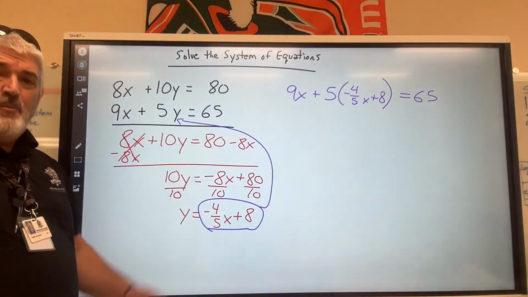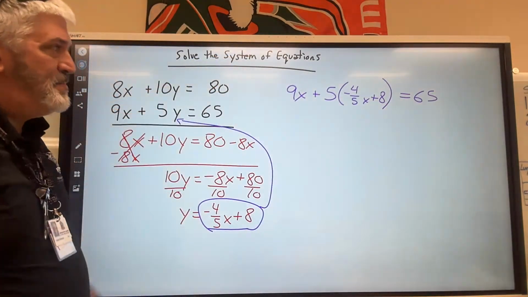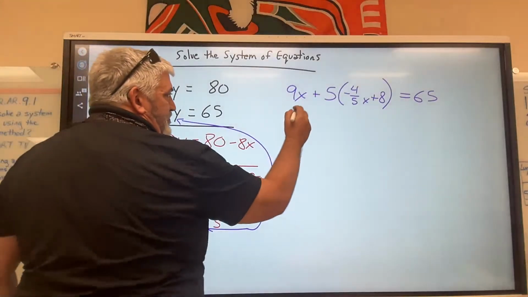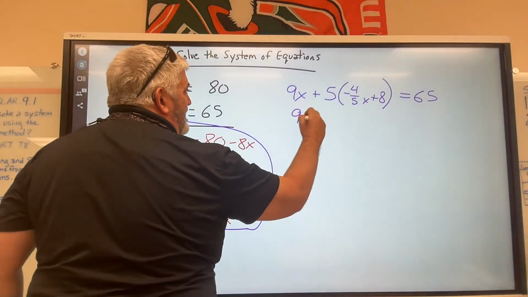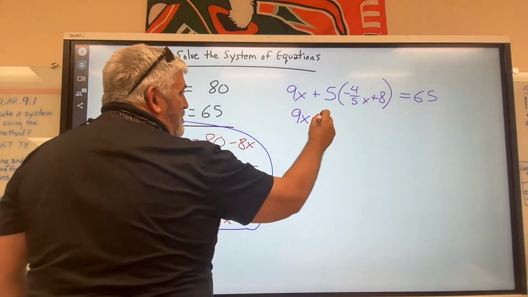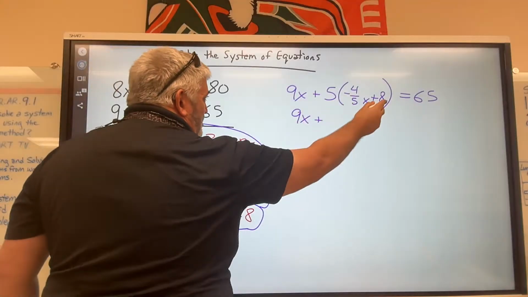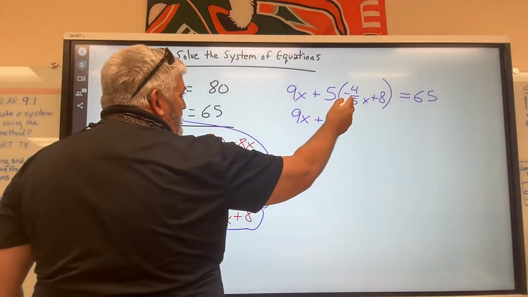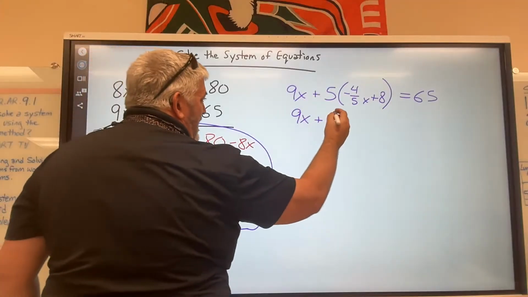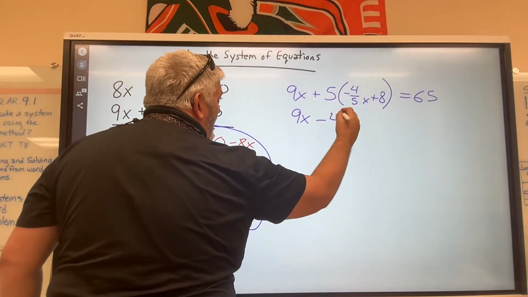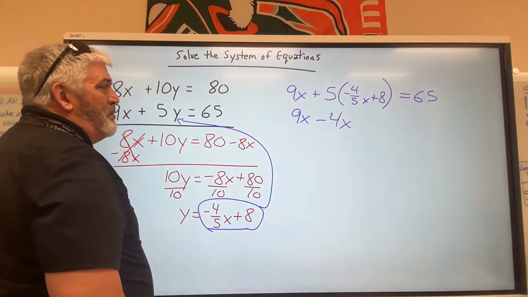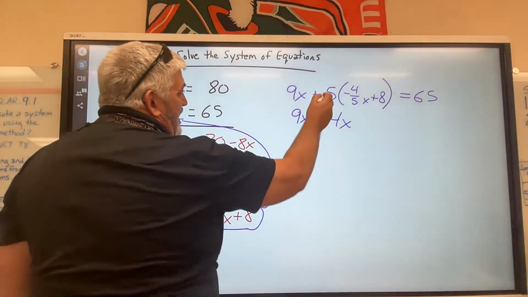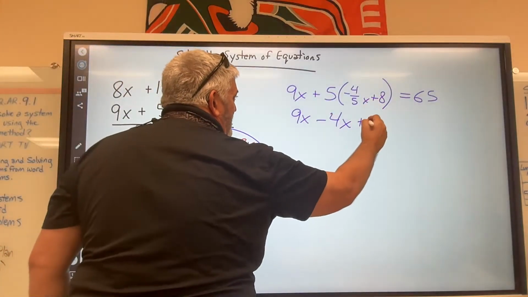At this point, I'm going to clean up this mess of an equation right here. I will have 9x. And then I need to multiply 5 times both of those items, the distributive property. 5 times negative 4/5 will get me negative 4. So that's going to be 9x minus 4x. Then I have 5 times 8, which is 40.